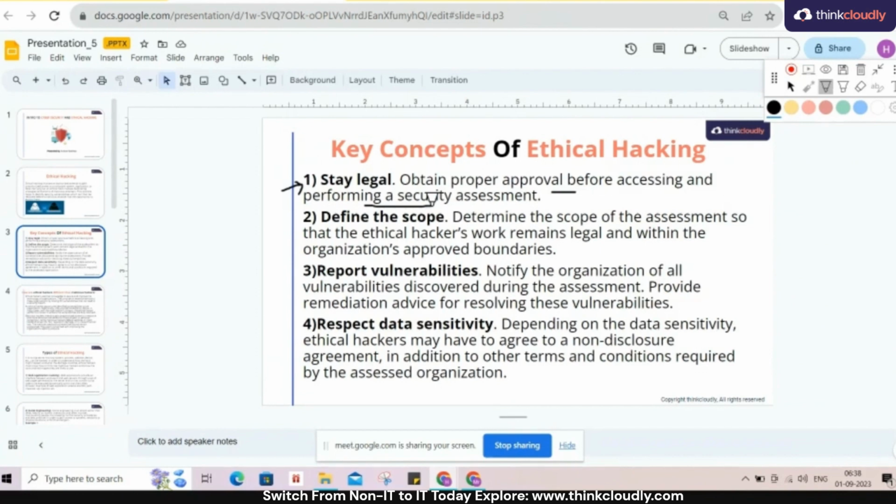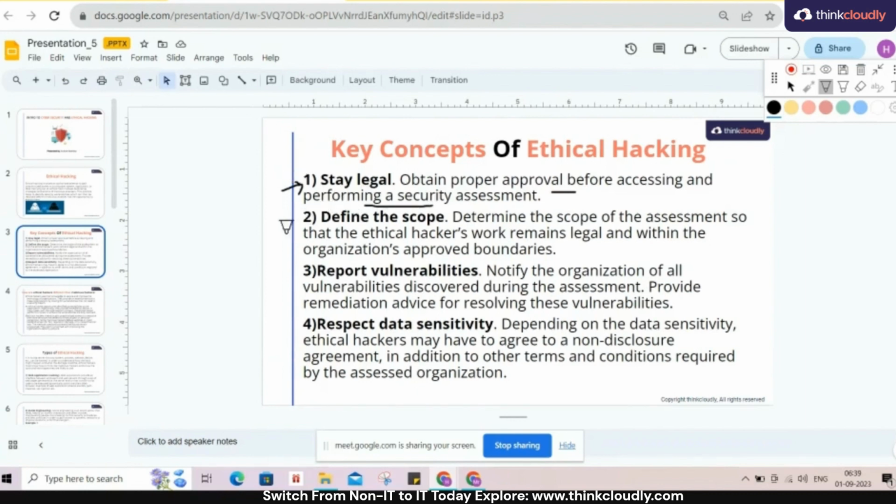You should have the proper approval so that if anything goes wrong, you are covered. Sometimes, due to your assessment, your client's website or web application goes down. That will be a problem, but if you have proper approval, then you will not face any issue. So the first part is to stay legal.